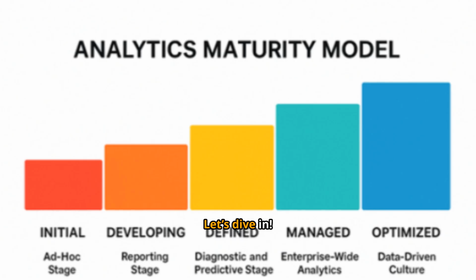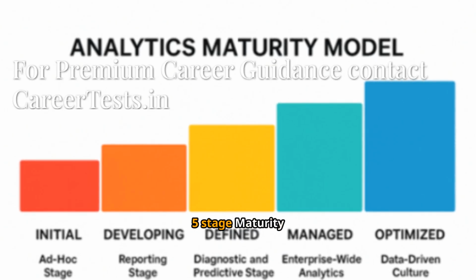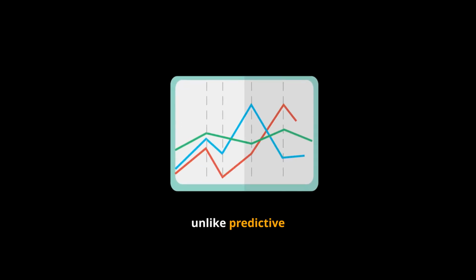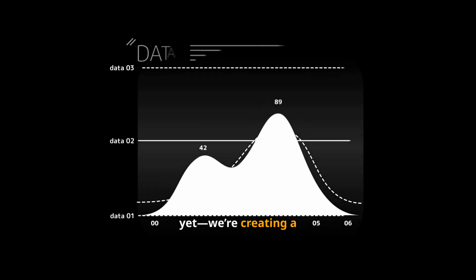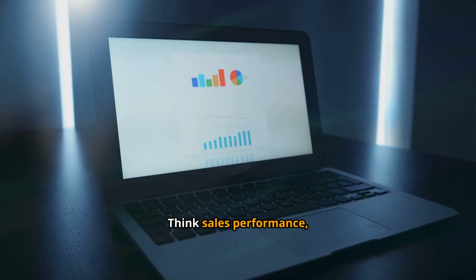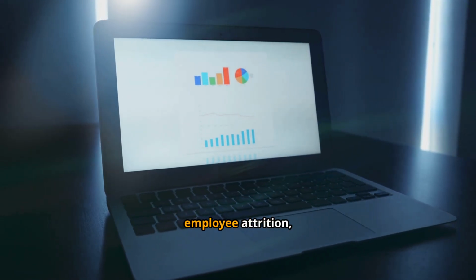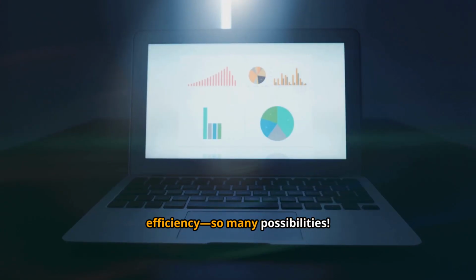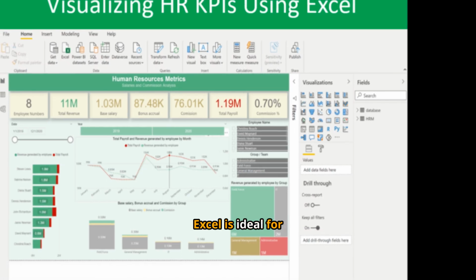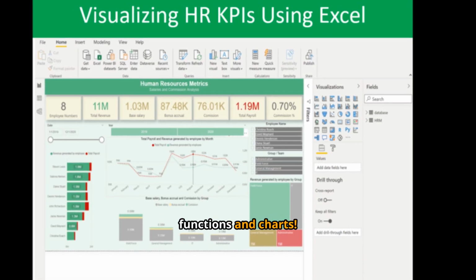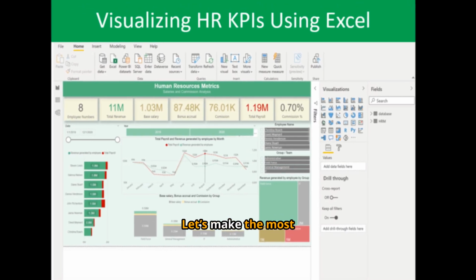Let's dive in. We learned about the 5-stage maturity model in analytics. In the descriptive analytics phase, unlike predictive or prescriptive analytics, we are not forecasting or recommending, yet we are creating a reliable snapshot. This is the foundation. Think sales performance, employee attrition, market share, or operational efficiency. So many possibilities. Excel is ideal for descriptive analytics: accessible, fast, and packed with functions and charts. Let's make the most of it.